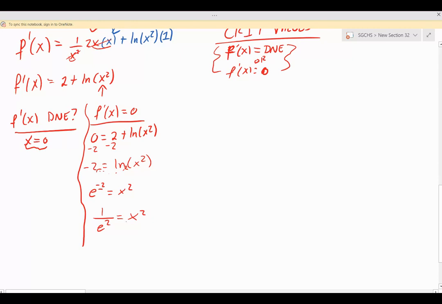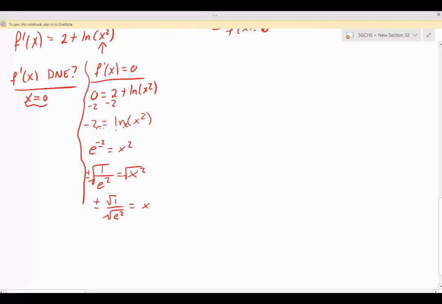Now lastly, I'm going to square root both sides. And remember, when you square root both sides, you have to take a positive and negative value. So here, I will get plus or minus the square root of 1 over the square root of e squared equaling x. The square root of 1 is simply 1, and the square root of e squared is simply e. So we have two roots for our first derivative, which is a possible max or min value on our original function. How do we determine if that's a max or min value?